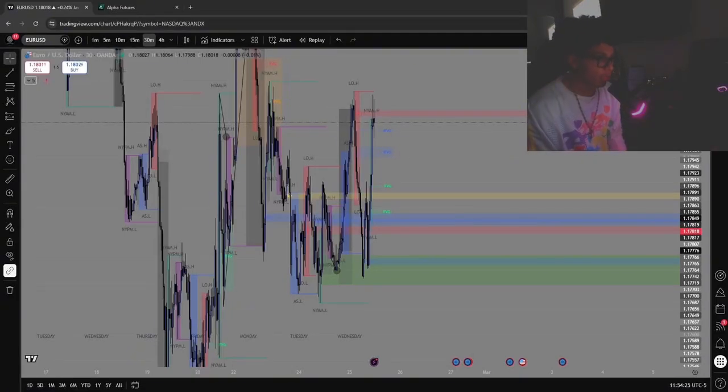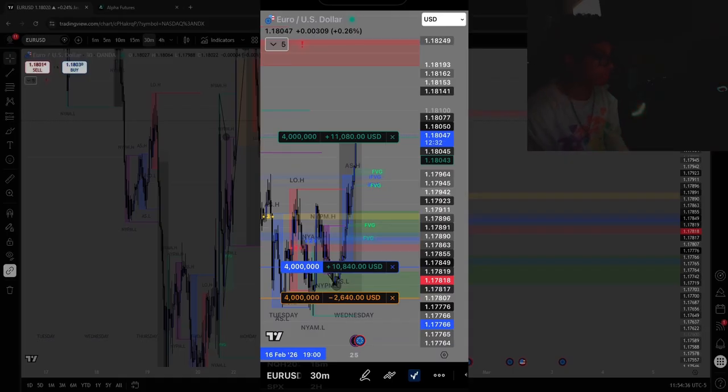Today is a banger. We actually took this in Asia session a little bit before on the 30-minute time frame. So this was an $11,000 take profit. I'm gonna put that on screen right now. It was just an absolute banger, but let's get right into it.